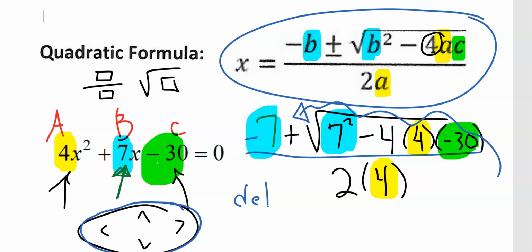answers. Okay, so my first answer will be negative 7 plus, and then my next answer, I'm going to delete that plus, change it to a subtract, and it will give me the second answer. So you're going to get two different solutions here.